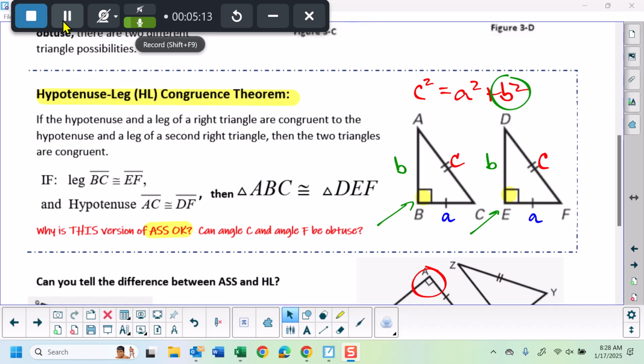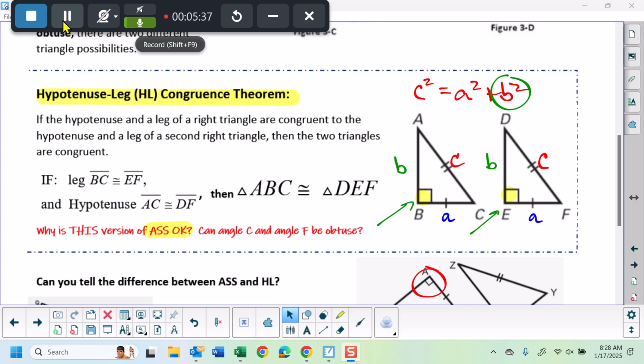When you read hypotenuse, you read right angle. When you see a right angle, you know it's hypotenuse. You need to know that those are like two besties. Those are two besties that always exist together. If you have a right angle, you have a hypotenuse. If you have a hypotenuse, you have a right angle. You can't have a hypotenuse without a right angle. You can't have a right angle without a hypotenuse.